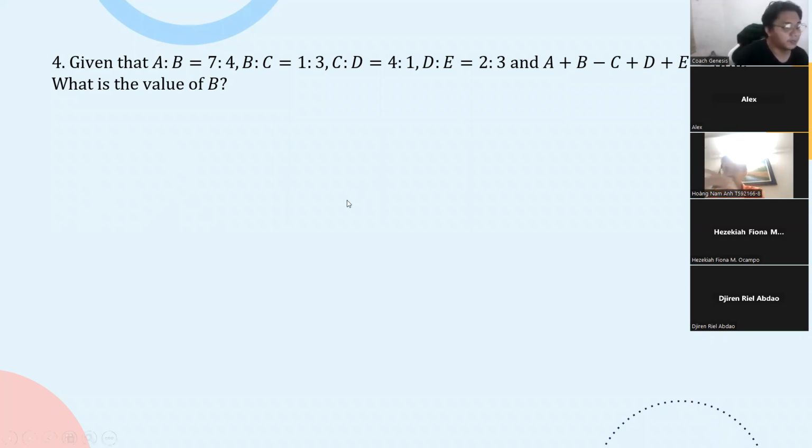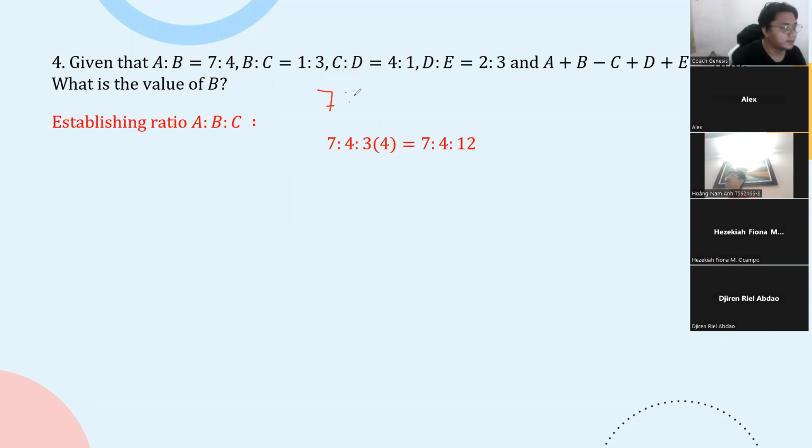Okay, so the first thing that we will do is to establish the whole ratio. A is to B is to C is to D is to E. So we can do it slowly, or one by one. So first we establish the ratio A is to B is to C. Now take note that we have 7 is to 4 and 1 is to 3, right? So the first thing that we will do is get the least common multiple of 4 and 1, because these are the values for B.